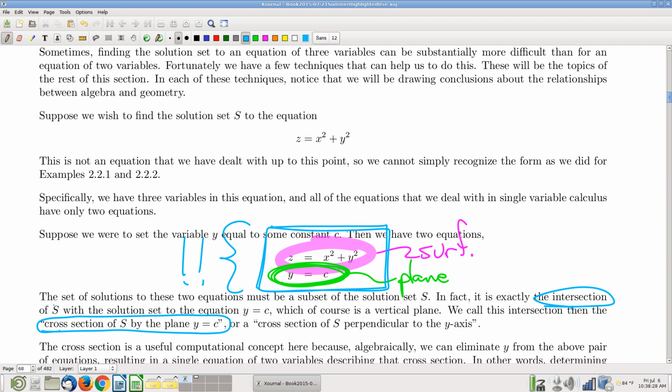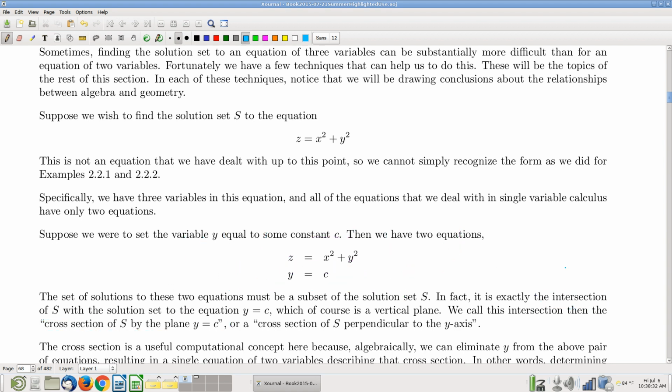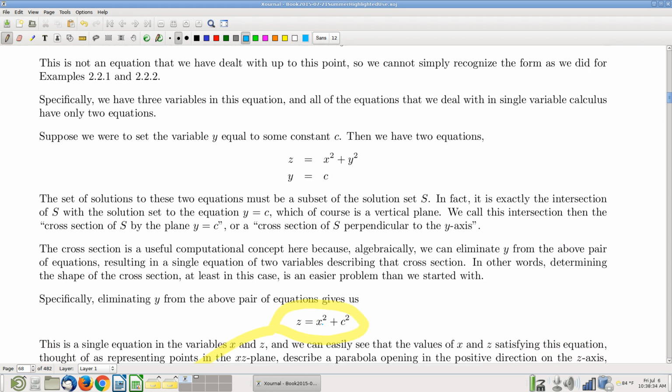Okay. Having done that, the algebra is pretty straightforward. If y is equal to c, let's plug that in, and then this equation becomes that equation, and that is an equation I understand. There's only 2 variables in that equation. z is equal to x squared plus a constant that I can write down. c is a constant. Well, that's algebra 2.